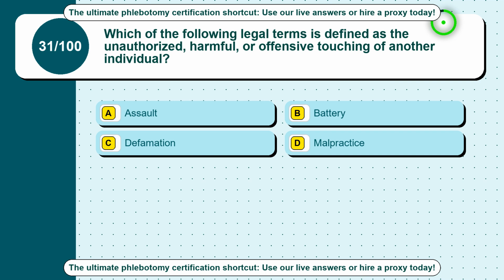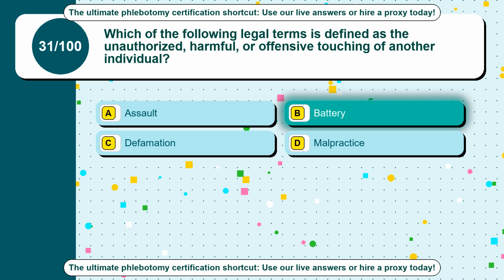Question 31. Which of the following legal terms is defined as the unauthorized, harmful, or offensive touching of another individual? Option A. Assault. Option B. Battery. Option C. Defamation. Option D. Malpractice. The correct answer is option B.